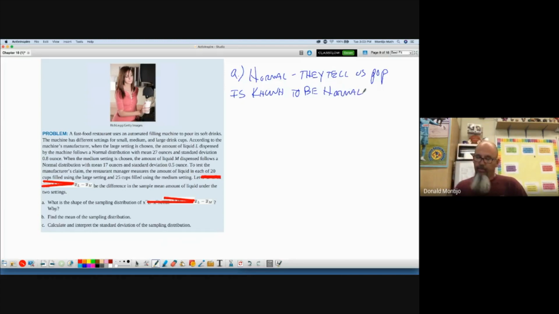Okay. What is the mean? Well, as we said before, the mean of x bar sub 1 minus x bar sub 2 is just equal to the mean of 1 minus the mean of 2. So the mean is 27 minus 17, or the mean is 10.